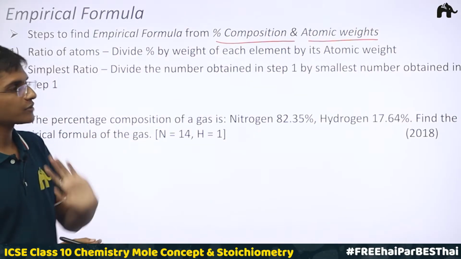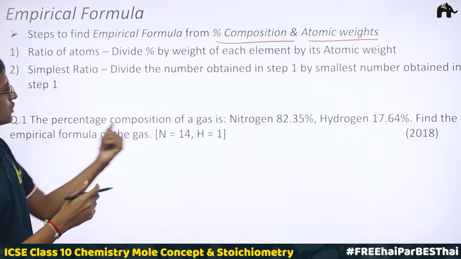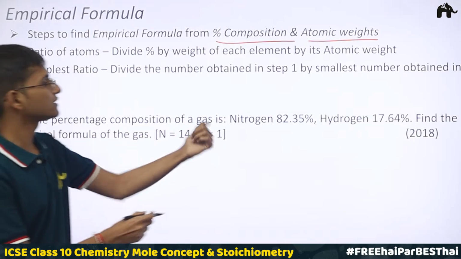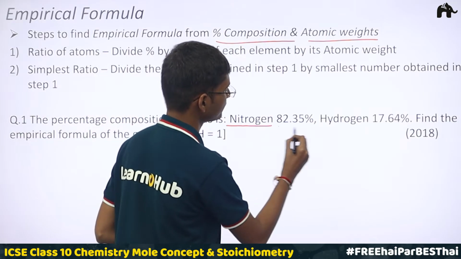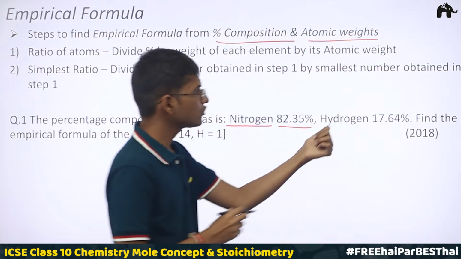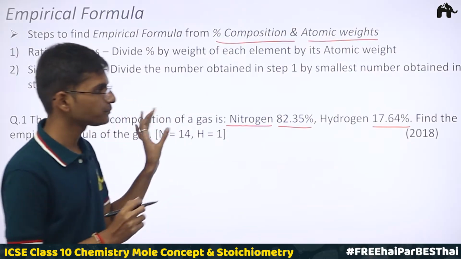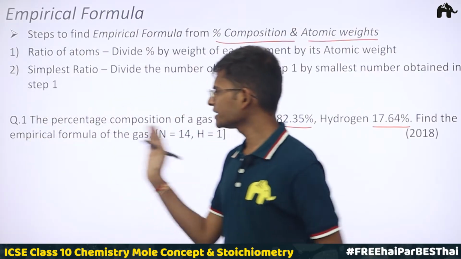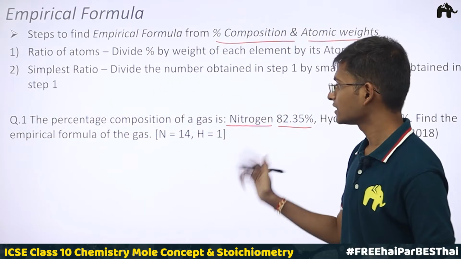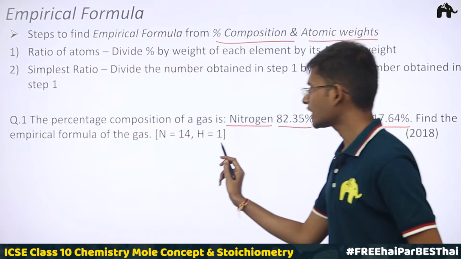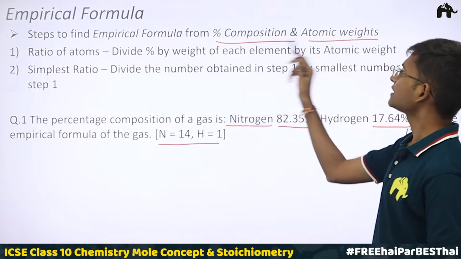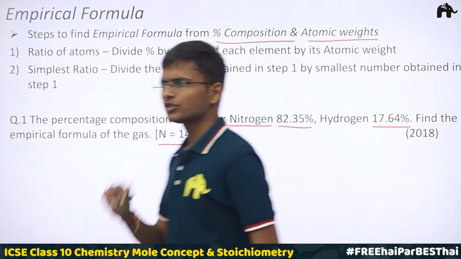This was asked in our exams in 2018. The percentage composition of a gas is this: nitrogen 82.35%, hydrogen 17.64%. Find the empirical formula of the gas. So they have given us percentage composition and atomic weights, both. Now how to find it? We have to just make a simple table.